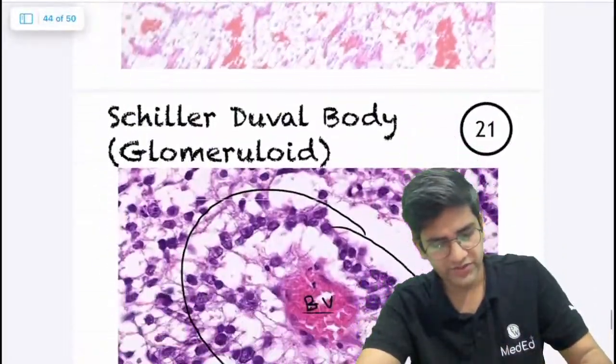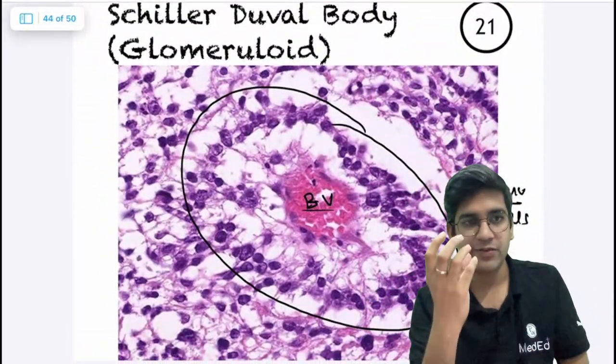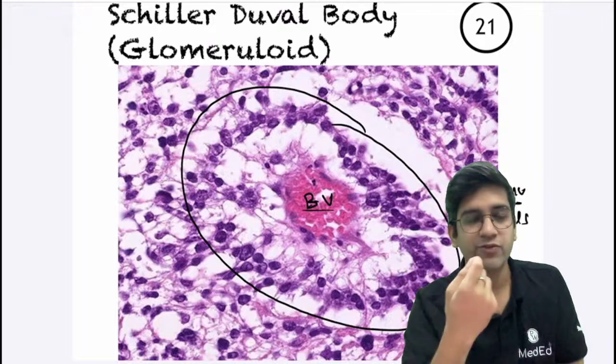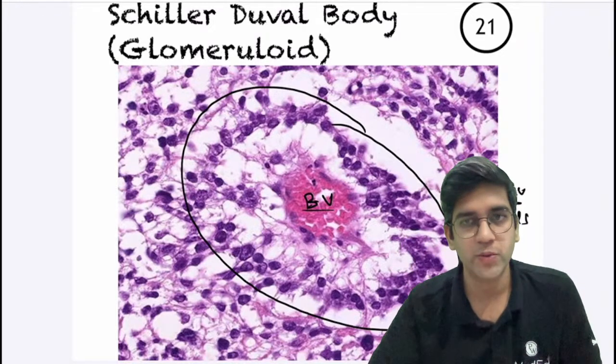This is Schiller-Duval body. It looks like a blood vessel in the center. Surrounding that, I have tumor cells like a glomerulus. So we call it Schiller-Duval body.